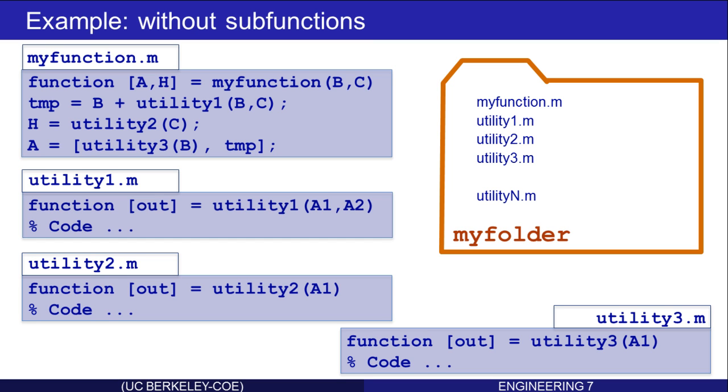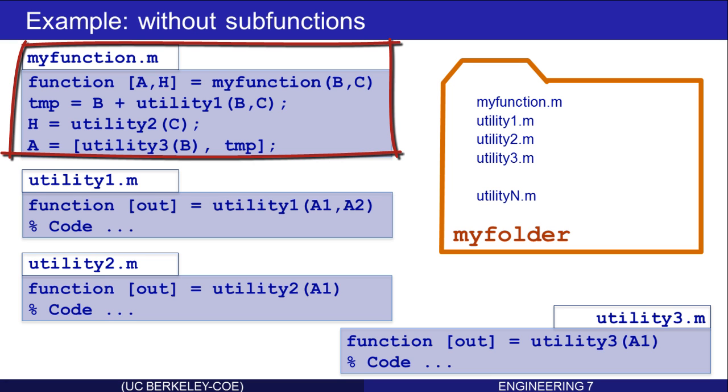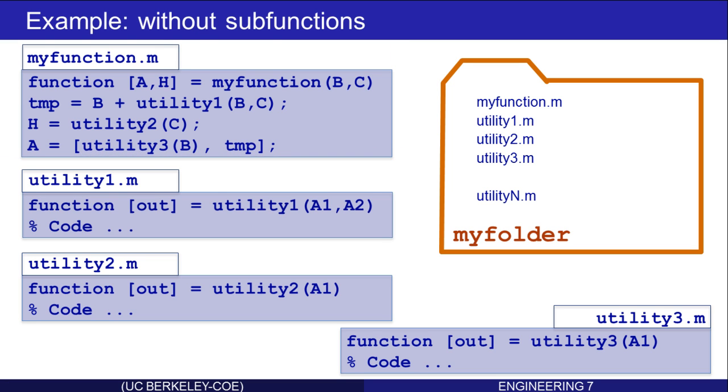Well, the folder has myfunction.m in it, as well as utility 1, utility 2, and utility 3, and possibly there are even some more. So there's an example without subfunctions. MyFunction is very simple because we've used functions, and the complexity of the functions is hidden in their own individual mfiles. What does this example look like with subfunctions?